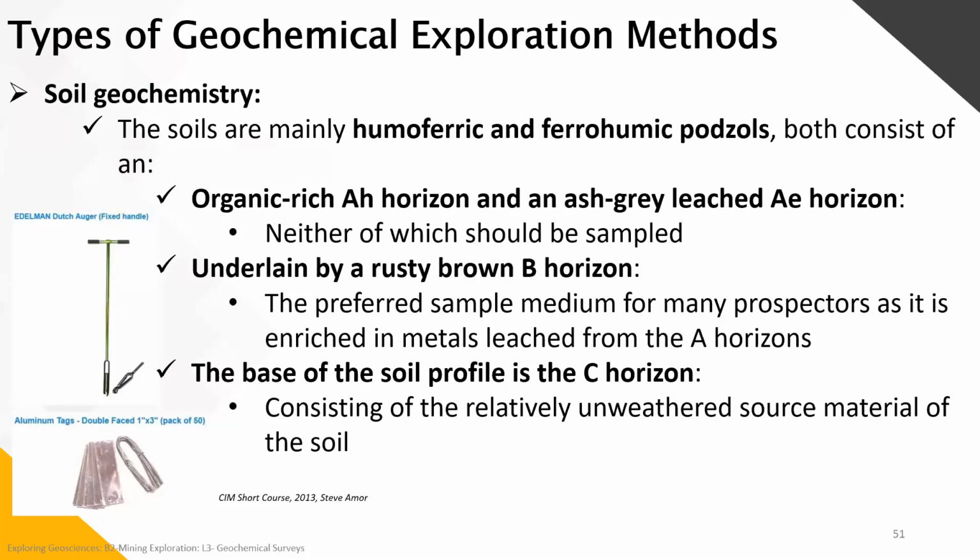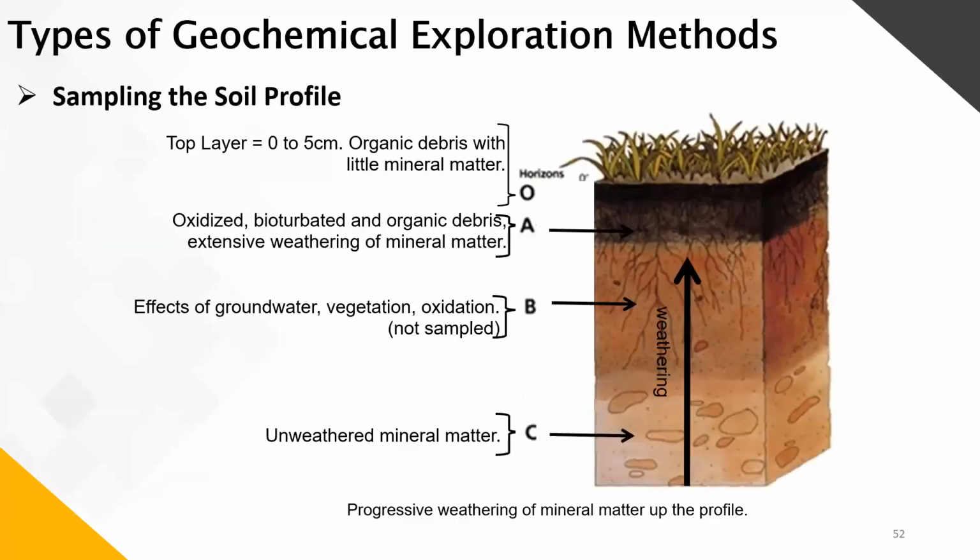We have then, followed by the base of the soil profile, the C horizon, which consists of unweathered source material of soil. If we have a look at that soil profile, you have the O, which is really the first 0 to 5 centimeters here, which is mainly your organic debris with little mineral matter.